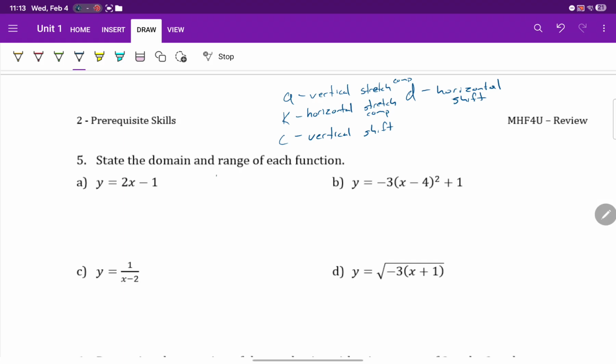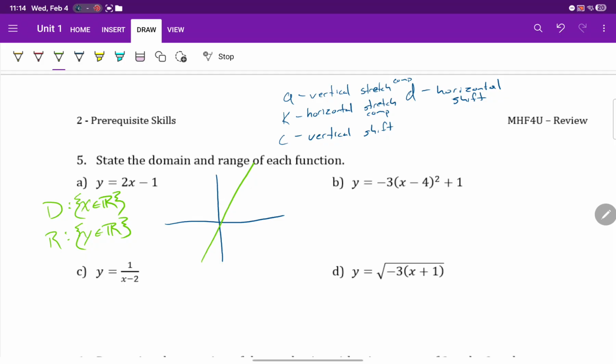So we have our first function here, which is y equals 2x minus 1. This is a linear function that looks roughly like that. The domain of this function is x as an element of all real numbers. That goes forever to the left and to the right. The range of this function is y as an element of all real numbers. There are no restrictions on this function.